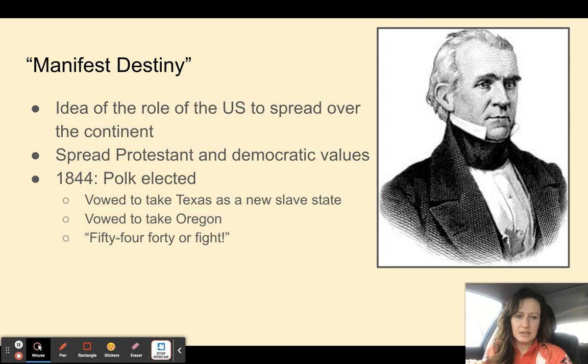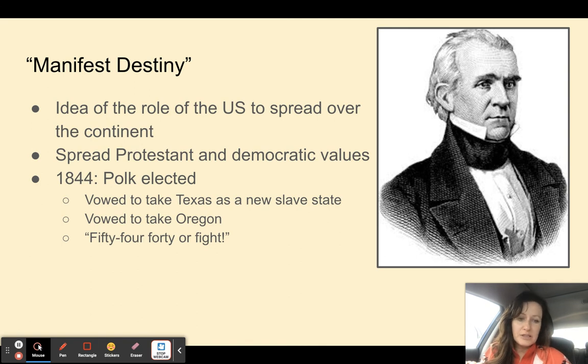So with Manifest Destiny, you get the idea that it was the role and even the duty of the U.S. to spread all over the continent, right? From sea to shining sea. Don't have me sing, but you get the idea. And as they do so, they would spread Protestant, that's key, you'll see in a minute, and democratic values. And democratic values did spread west, for good or for bad, as it happened.